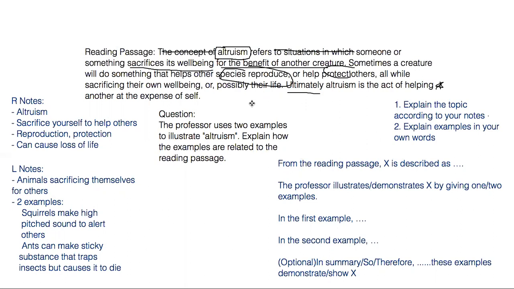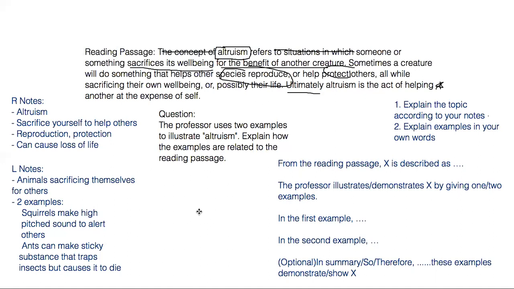If you note, the question says the professor uses 2 examples to illustrate altruism. Explain how the examples are related to the reading passage. So you have to connect and develop your answer by taking the details from the reading, taking the details from the listening, and explaining how they are related. So let's put this all together in one full sample answer.